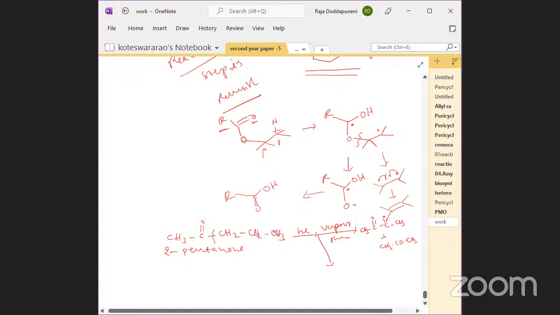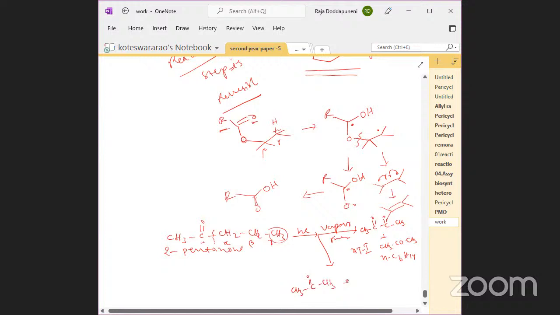This chain is broken from this carbonyl compound. Therefore, simple n-hexane, C6H14, is generated. These are all Norrish type 1 products. Now coming to the Norrish type 2 product. This is the carbonyl carbon, alpha position, beta position, gamma position. The hydrogen is abstracted from this position. That leads to the formation of Norrish type 2 products, that is acetone.